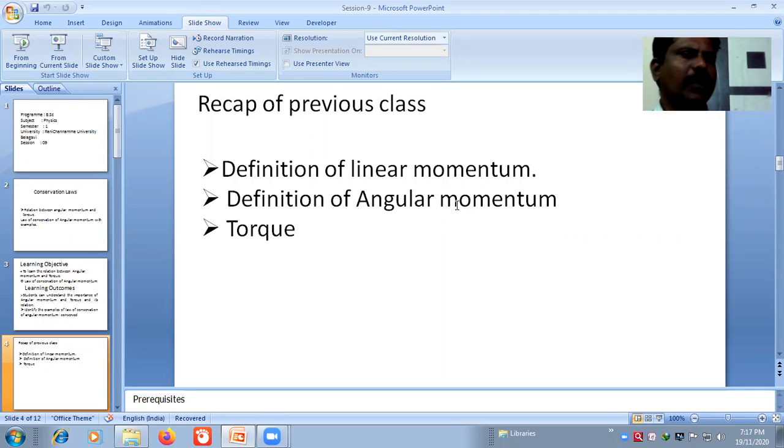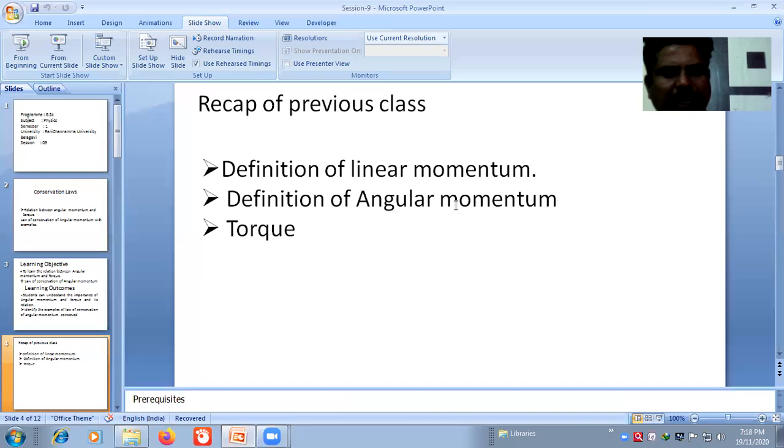Okay, that is designated by a symbol, in some books it is mentioned by L or J. The angular momentum of a particle about a fixed point is nothing but the moment of its linear momentum. So that is specified by the symbol J, which equals r cross p.